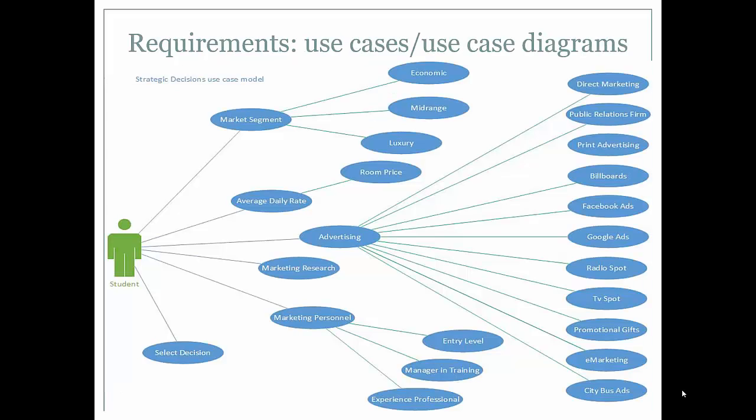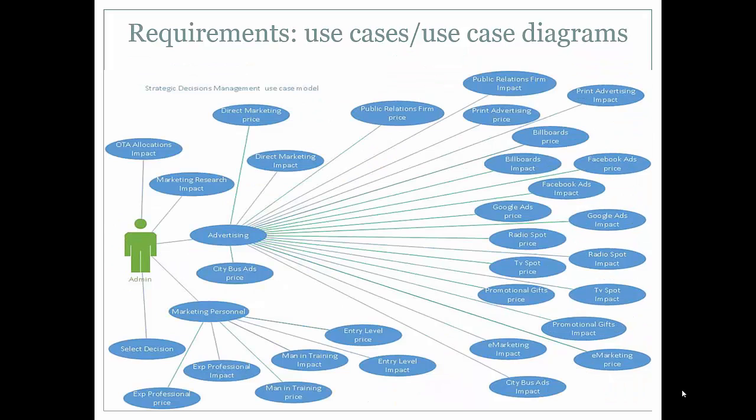Requirements, use cases, use case diagrams. This use case diagram is that of the strategic decisions page. The actor here is the student. The student can select from market segment, average daily rate, advertising, marketing research, and marketing personnel. Once the student has selected all of the decisions for a period, they select decisions by clicking the Select Decisions button.